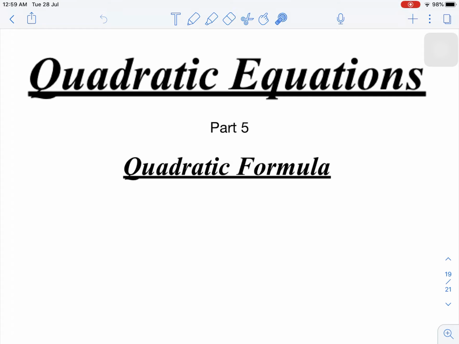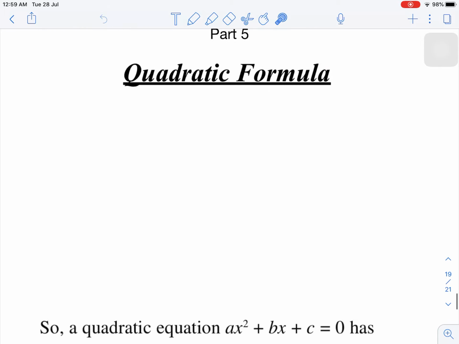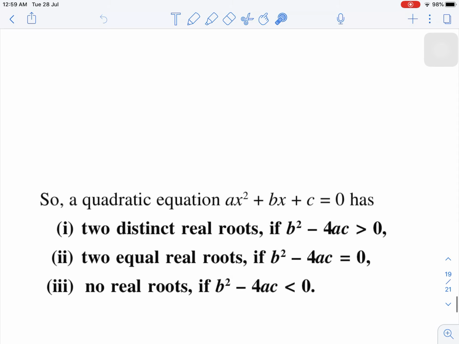So hello students, today we are going to learn quadratic equations, that is chapter number 4 of class 10, part 5. In the previous part we have learned how to find the discriminant. Today we are going to learn how to find the solutions by using the quadratic formula. Before that, let us revise what we have learned in the previous period.